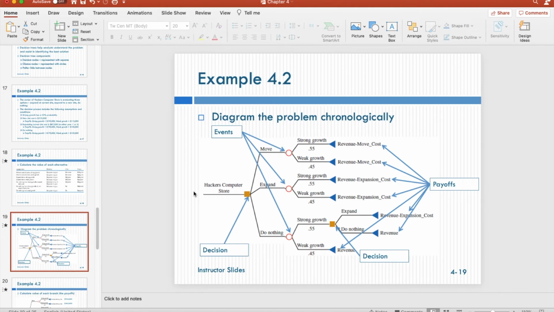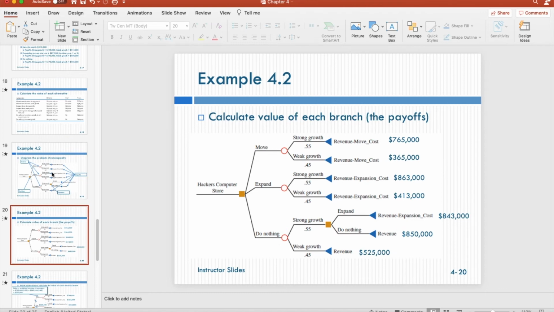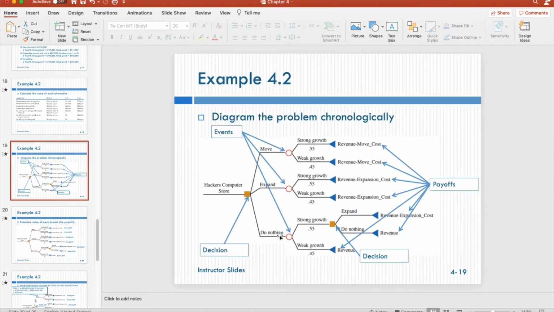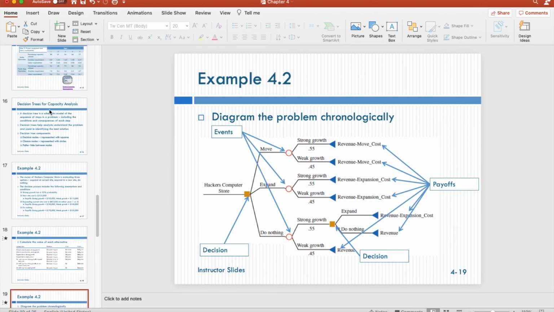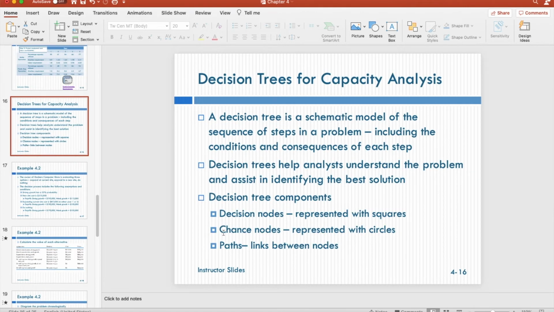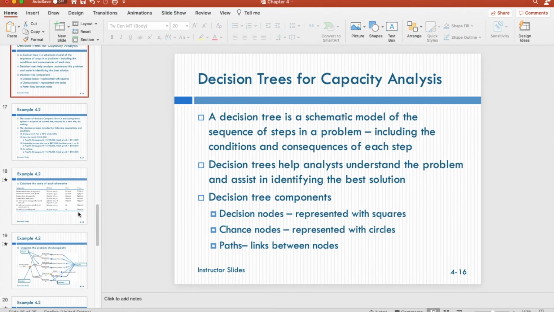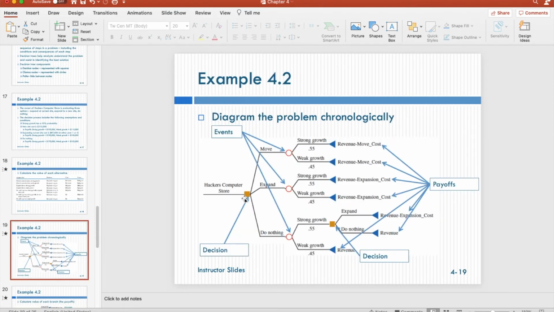All right, now, I include all of the key information showing on this decision tree. Let's first look at this decision tree. Remember, for the decision tree, we have 3 key elements: decision nodes, chance nodes, and the paths. All right, let's look at this by using this example. First of all, for this Hacker Computer Store, this will be the component that is basically deciding which alternative this company should use, right?